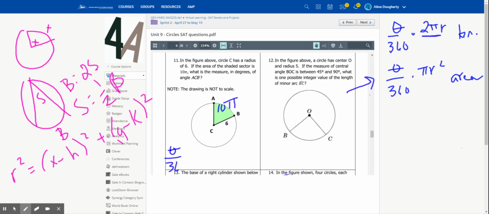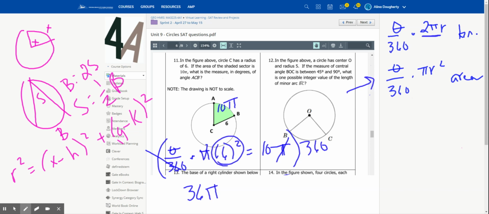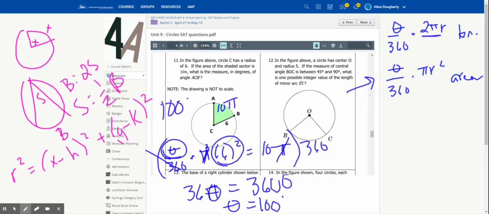Theta over 360 times pi r squared, I know that's 6 squared, equals 10 pi. Okay, I've got pi on both sides, so I can cross those out. I can multiply both sides by 360 to cross them out here. So then 36 pi, because that's 6 squared, times theta, because I crossed out my pi. 36 theta equals 3,600. Divide by 36, and theta equals 100 degrees. So that is going to be our answer, 100 degrees. We'll find more practice with that because that was very confusing.